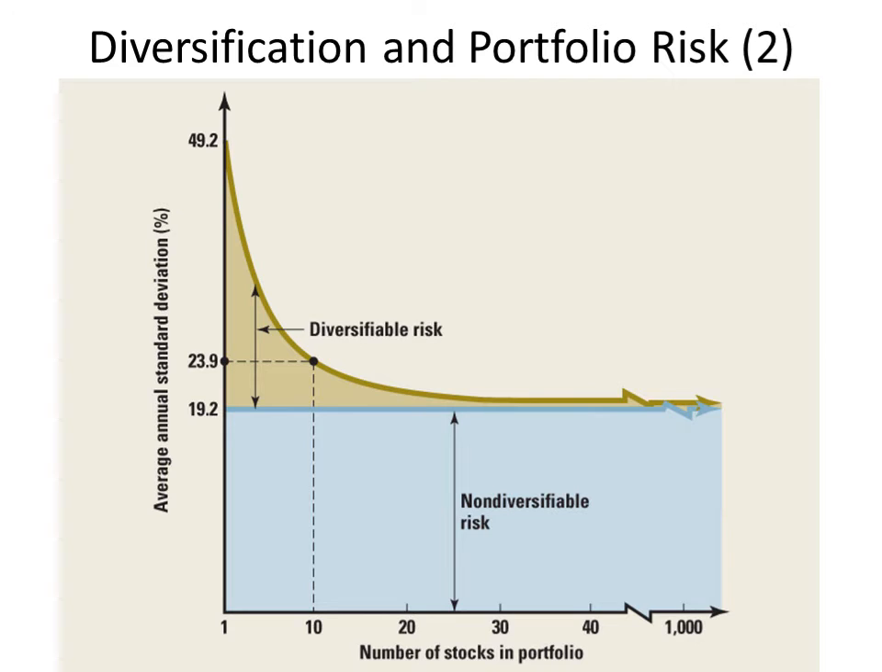That's the blue part. That's risk you just can't get rid of. But that tan greenish part is the diversifiable risk. That's part that we can get rid of by adding additional non-perfectly correlated assets to our portfolio.